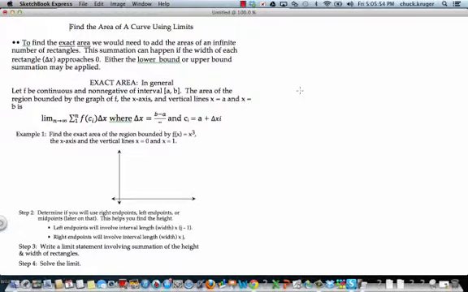And if you think about it, they're getting smaller and smaller, so that area, whether it's an under approximation or an over approximation, will be minimized, so it doesn't matter if you use the left corner or right corner. In general, f has to be continuous and non-negative on a closed interval a to b. The area of the region is bounded by the graph of f, the x-axis, and the vertical lines x equals a and x equals b.